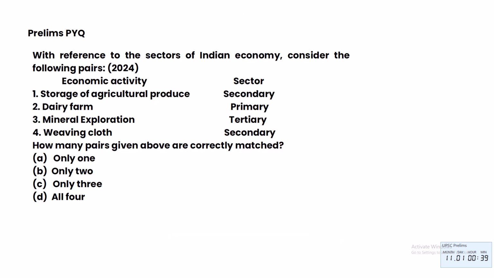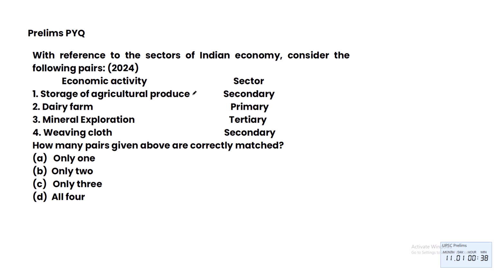Now let's look into one previous year question which was asked in 2024. One prelims PYQ which was asked in 2024. With reference to the sectors of the Indian economy, consider the following pairs: storage of agricultural produce, secondary sector; dairy farm, primary; mineral exploration, tertiary; weaving cloth, secondary. How many pairs of the above are correctly matched? See, just take some time and try to find out which economic activity belongs to which sector, and just look into if it has matched.